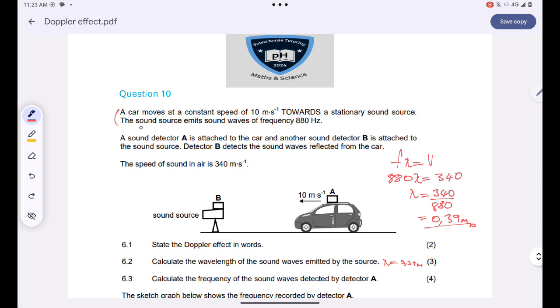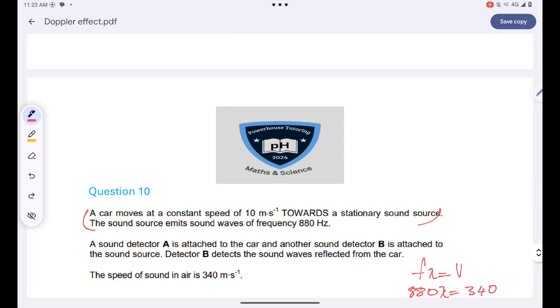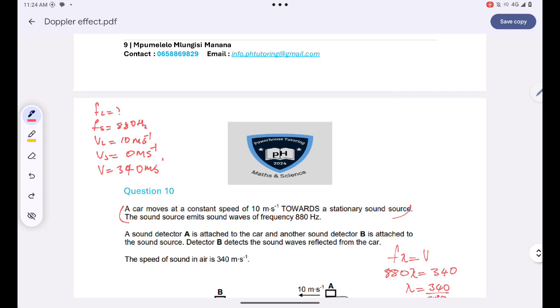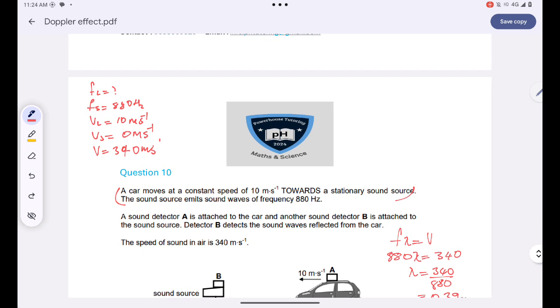Calculate the frequency of the sound waves detected by A. We are still focusing on the first scenario. Are we together? For my first scenario, the frequency detected is what I'm looking for. The frequency of my source is 880 hertz. The velocity of my listener is 10 meters per second. The source is stationary. The speed of sound is given as 340 meters per second.